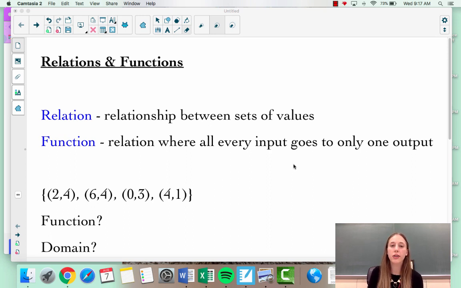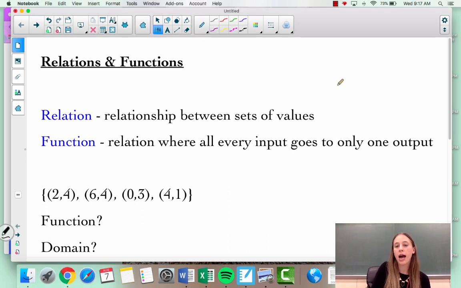We're going to go ahead and get started in this unit with relations and functions. A relation is a relationship between a set of values, and most of the time when we're writing relations you're going to be using ordered pairs, but you could also have it in the form of a graph, or you could have a set of data in a table.